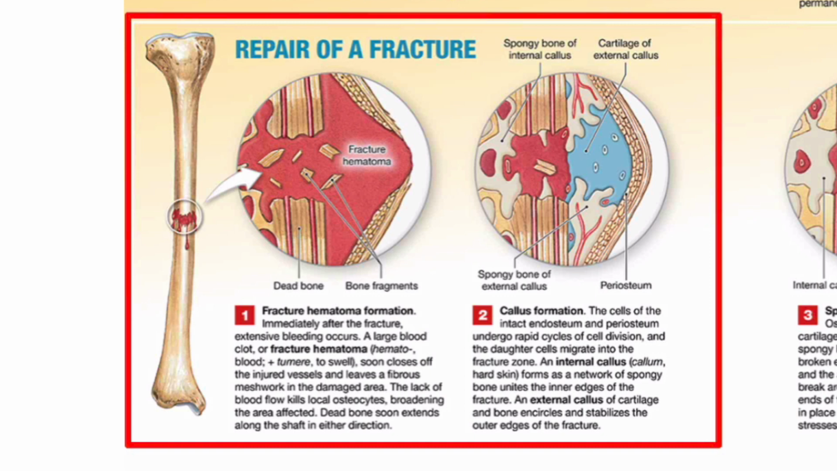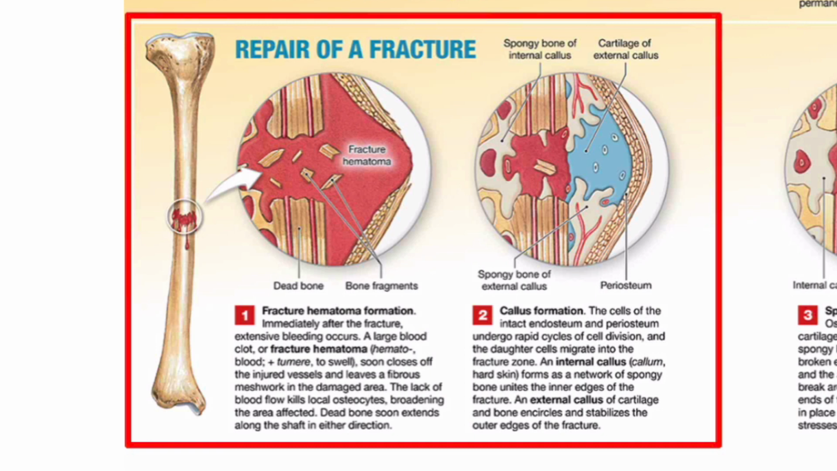There's an enormous amount of blood flow within a bone, and so the first step in fracture healing is the formation of a hematoma, or a large blood clot we call a fracture hematoma. This soon closes off the injured vessel and leaves a fibrous meshwork in the damaged area. The lack of blood flow kills local osteocytes, broadening the area affected. Dead bone soon extends along the shaft in either direction.